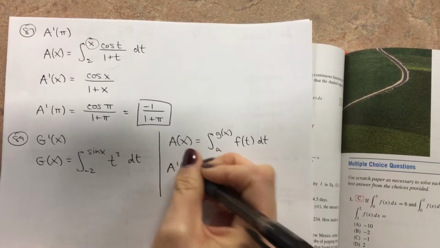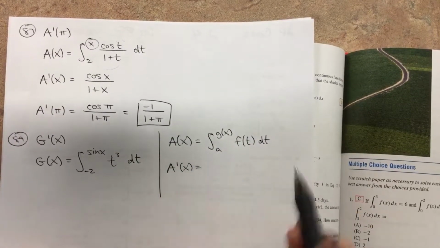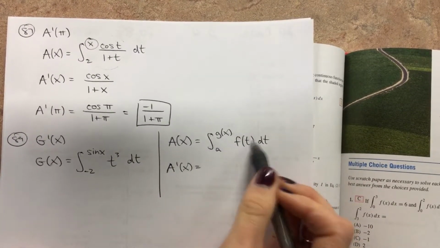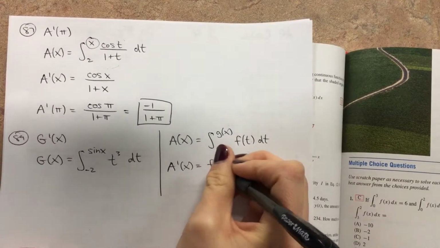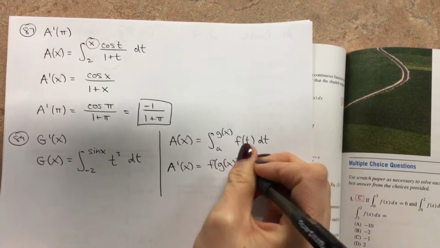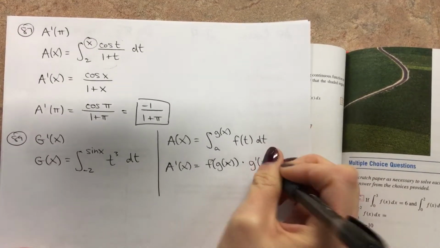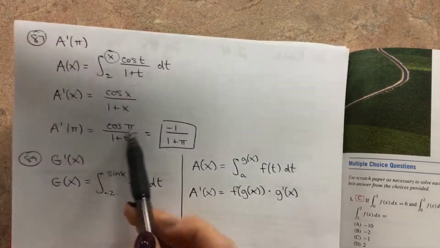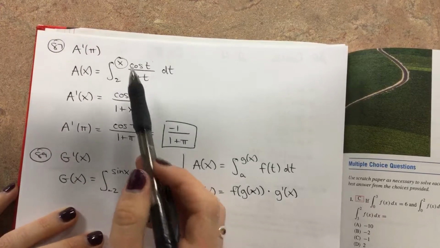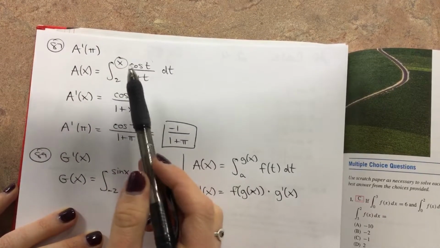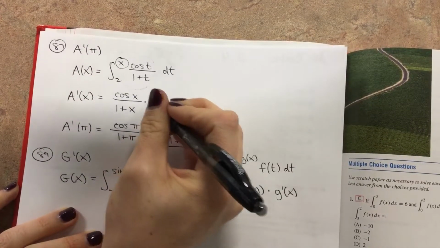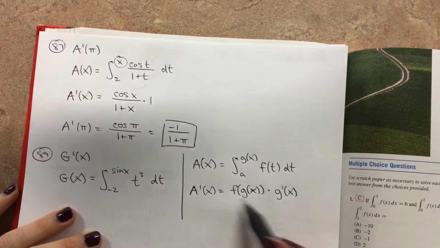So the definition that you guys had in your notes is this. A prime, you start by subbing this upper bound into the function. So you have f of g of x, and then because it's a chain rule, because you have a nested function, you then follow it up by multiplying by g prime. And we technically could have considered ourselves to be doing that here, except the derivative of this upper bound is just a 1. So, you could say, yeah, sure, I'm multiplying this by 1. All right, so here's your formula.